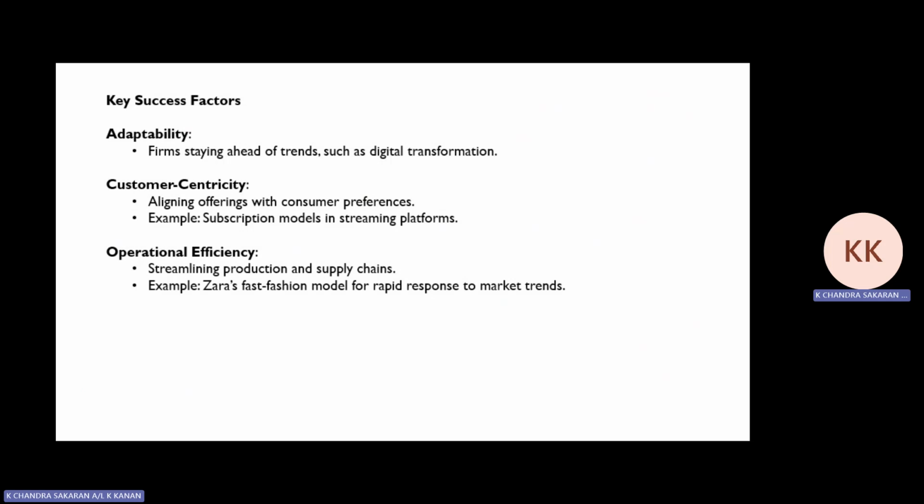Okay, key success factor. What are the reasons for the firm to be successful in this industry? Adaptability may be one reason. Adapt to the changes very fast because things are changing very fast, correct or not? For example, the food industry changed a lot during the period of 2019, 2020. Why? What happened in 2019, 2020? COVID.